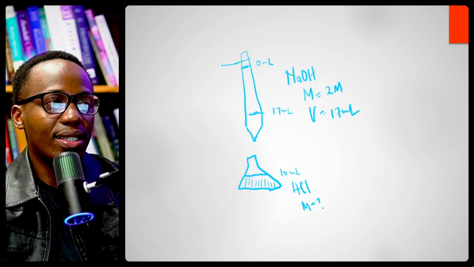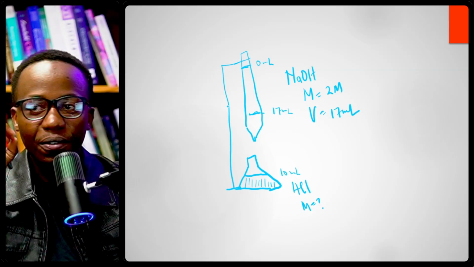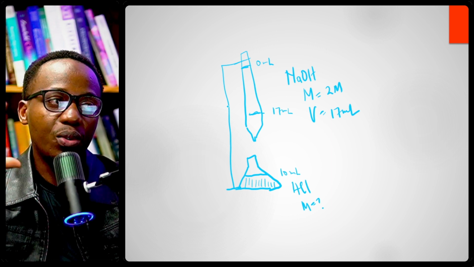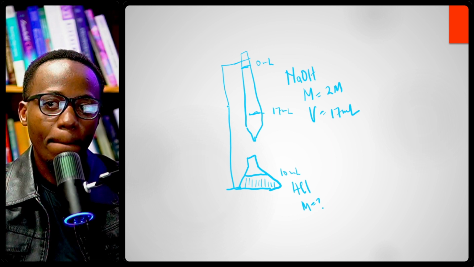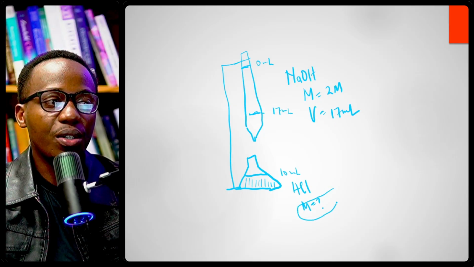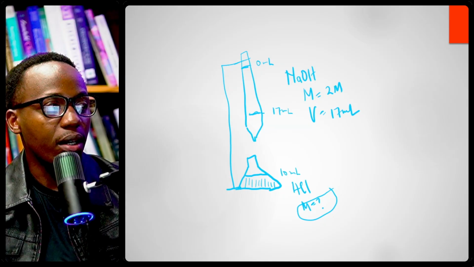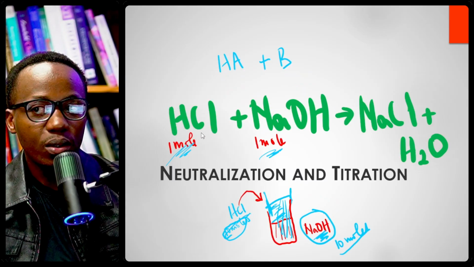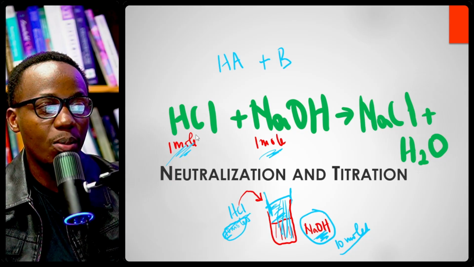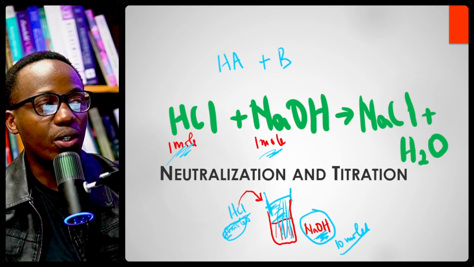And by the way, this is going to be held up by a stand that I'm going to give you. It's not going to be floating in the air. But if you have made this experiment, then you should be able to calculate the concentration of the unknown acid. Why? Because if you remember, it takes 1 mole of acid to neutralize 1 mole of base. So it takes 1 mole of base to neutralize 1 mole of acid, meaning that the number of moles added will be equal.